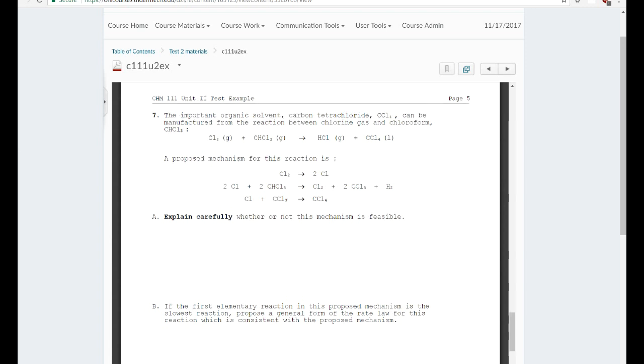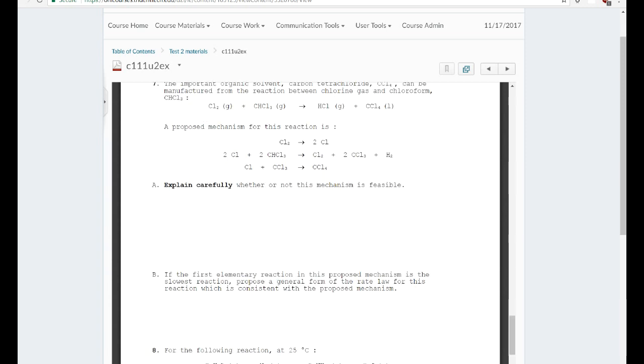All right. And if the first elementary reaction in this proposed mechanism is the slowest reaction, propose a general form of the rate law. Oh, okay. Another reason why this mechanism isn't feasible is because you have a tetramolecular, that's kind of ridiculous, a tetramolecular reaction in the second step. So that's just garbage. Yeah, all told, whoever designed this mechanism should be ashamed of themselves. Dragged out in the street and beaten with a hose.